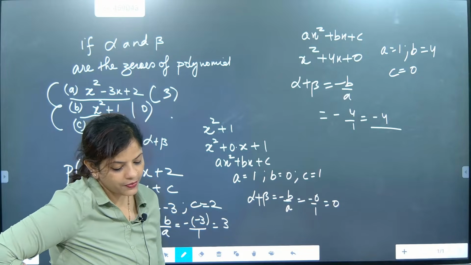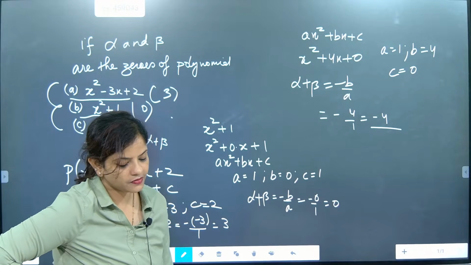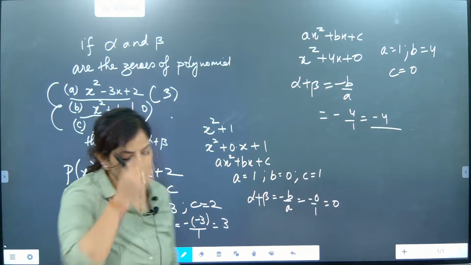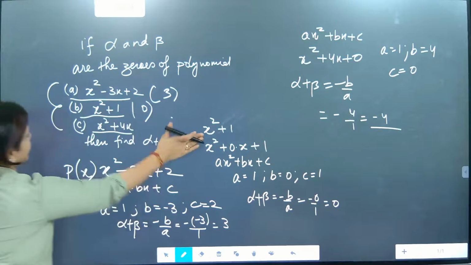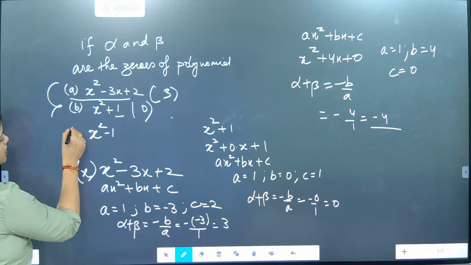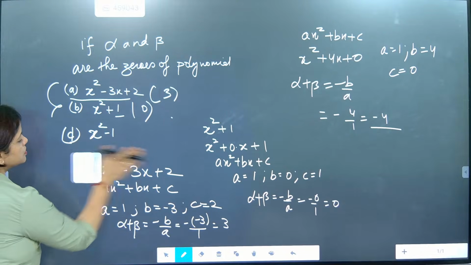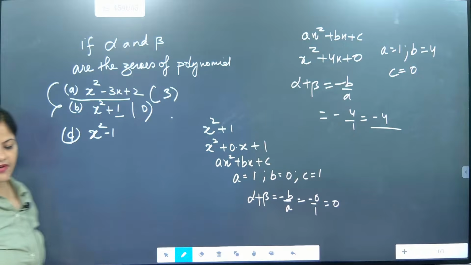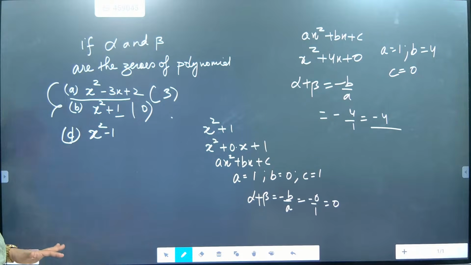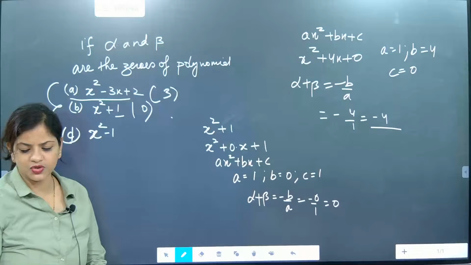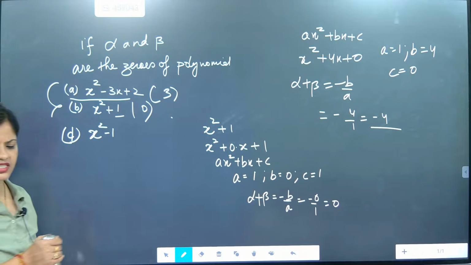I hope you will be able to do this question. Will you be able to do it? If somebody asks you about x square minus 1, this is the fourth question, x square minus 1, then tell me the value of alpha plus beta. Understood, Ilavarsan? X square minus 1.